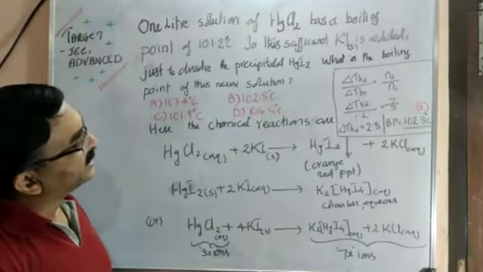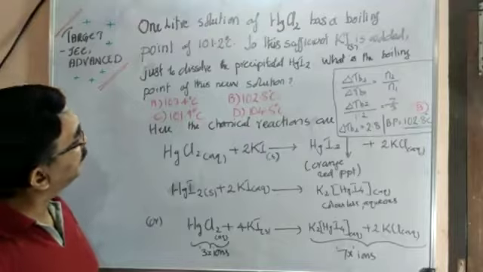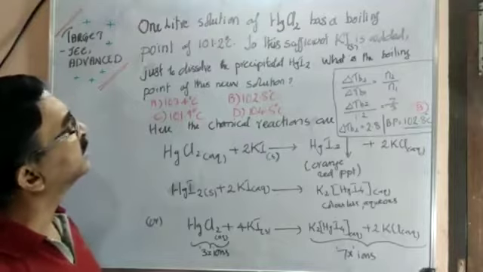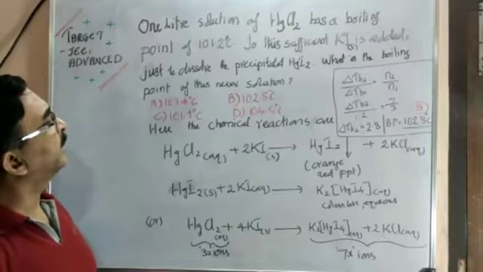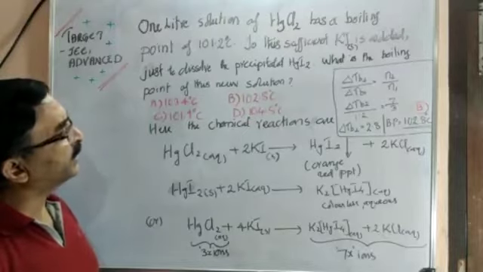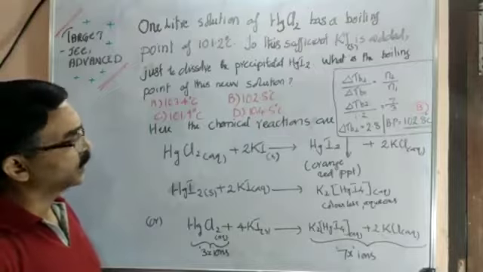A 1 liter solution of HgCl2, mercuric chloride, has a boiling point of 101.2 degrees Celsius. To this, sufficient potassium iodide solid is added just to dissolve the precipitated HgI2. What is the boiling point of this new solution?